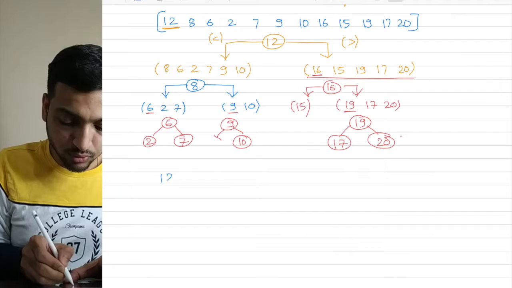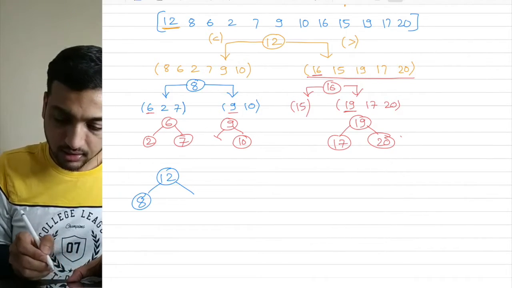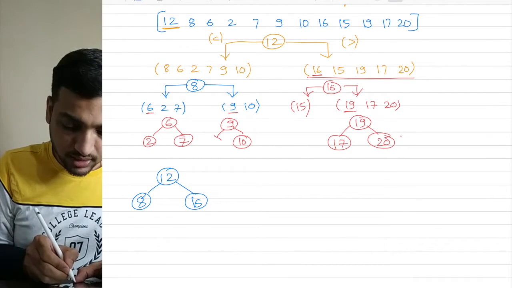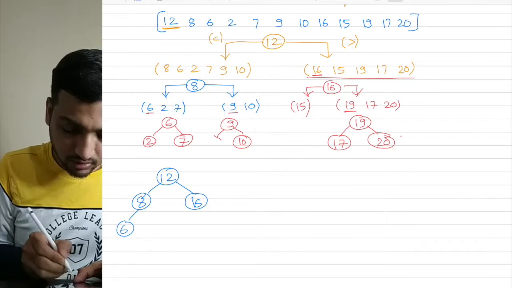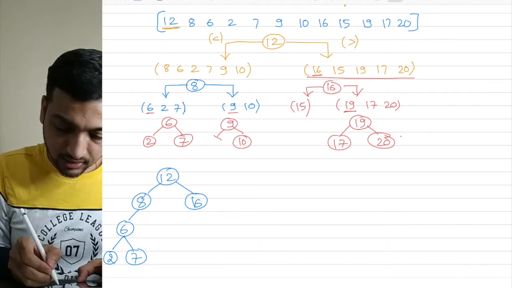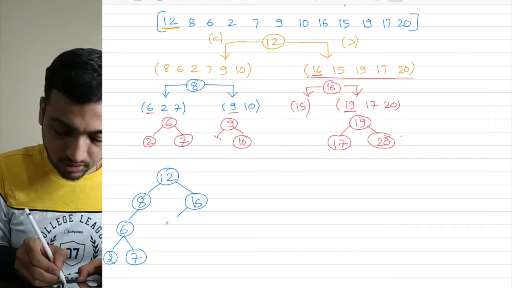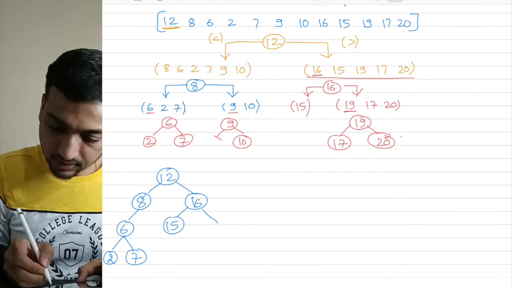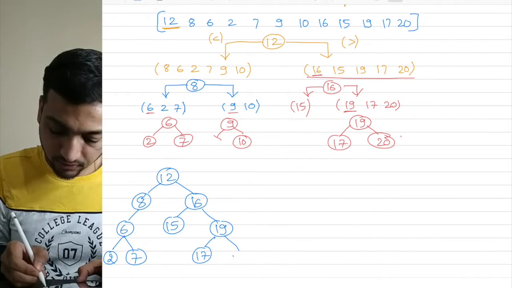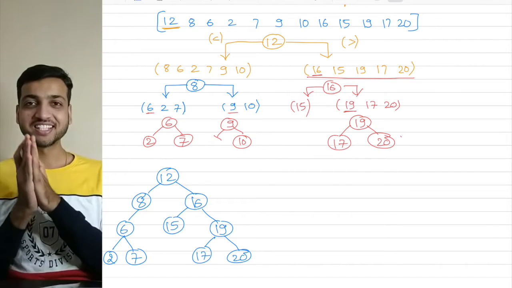So I'm going to make it 12, and less than 12 is 8, and this one is 16. Now less than 8 again is 6 here, and then we have 2 and 7. And here, less than 16 is only one node, 15, and greater than 16 is 19, and then we have again 17, and we have 20. Okay, so the original binary search tree is reconstructed.